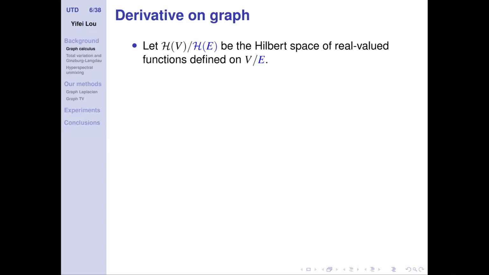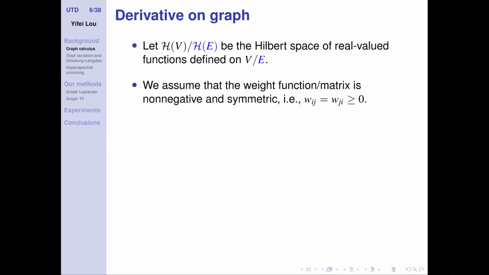Next I'm going to talk about the derivative on a graph. To make it more rigorous, let's define HV as the Hilbert space for functions defined on the vertices, and HE to be the Hilbert space on the edges. So we can formulate inner product, derivative, integration, and adjoint operator. We need to assume that the weight function is non-negative and symmetric. Symmetric means Wij is equal to Wji, and non-negative means every weight element is non-negative. This is different from a positive semi-definite matrix, meaning that the eigenvalues are non-negative. But here we want each element to be non-negative.